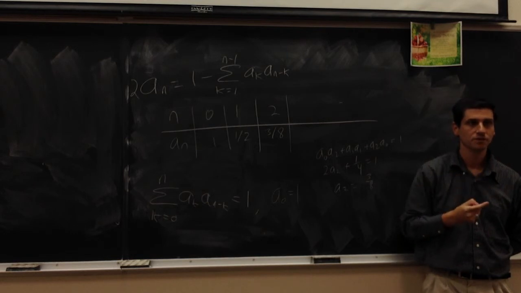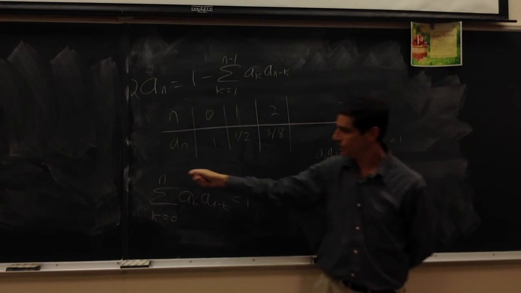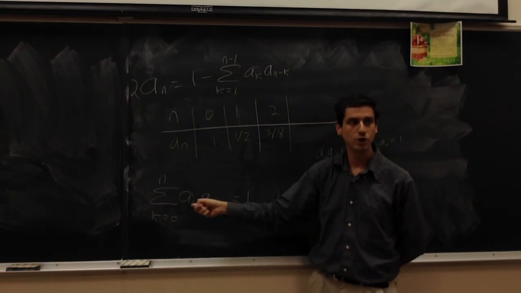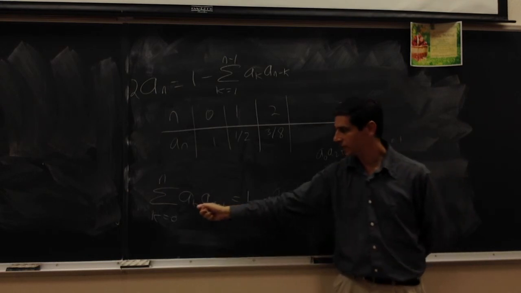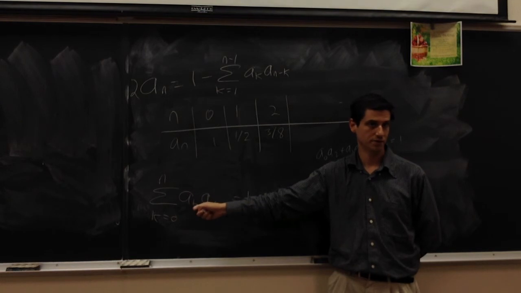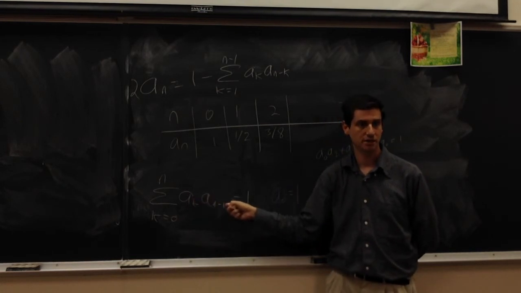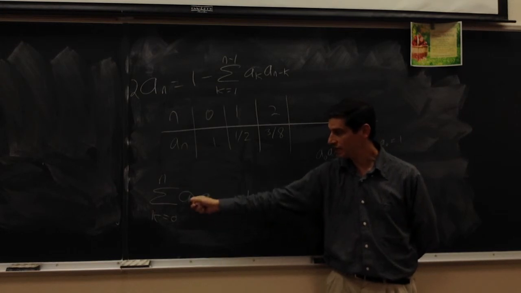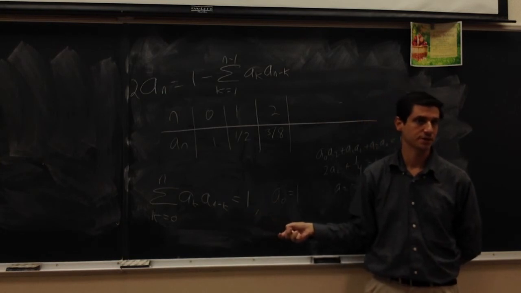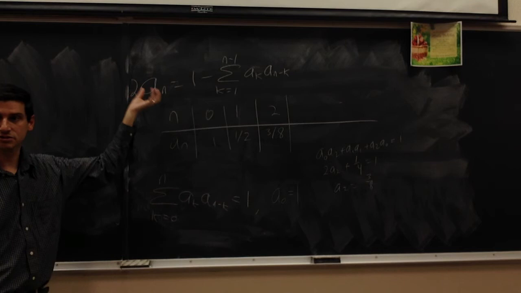Yes? How did you get the top equal? Well, when I look over here, I want to solve for an in terms of the previous terms. Where does an occur in this? Well, when k equals 0, I get a0 times an, and a0 is 1. So the k equals 0 piece gives me 1 times an. When k equals n, I get an times a0, which is another an piece. So when k is equal to 0 and n, I get 2an.